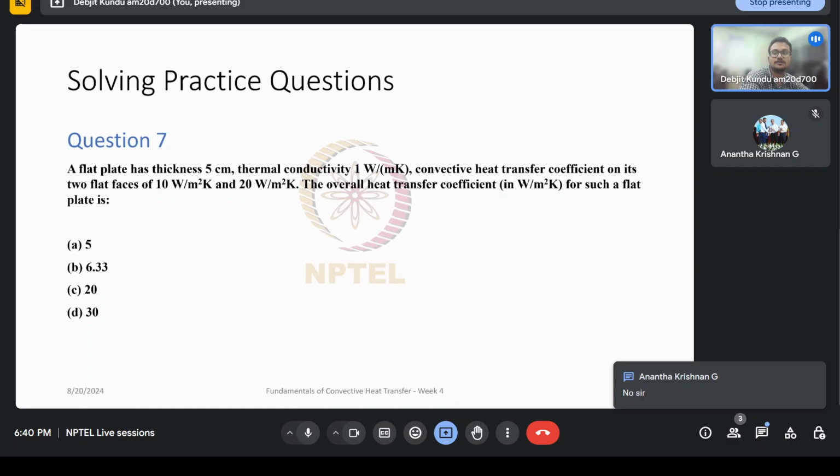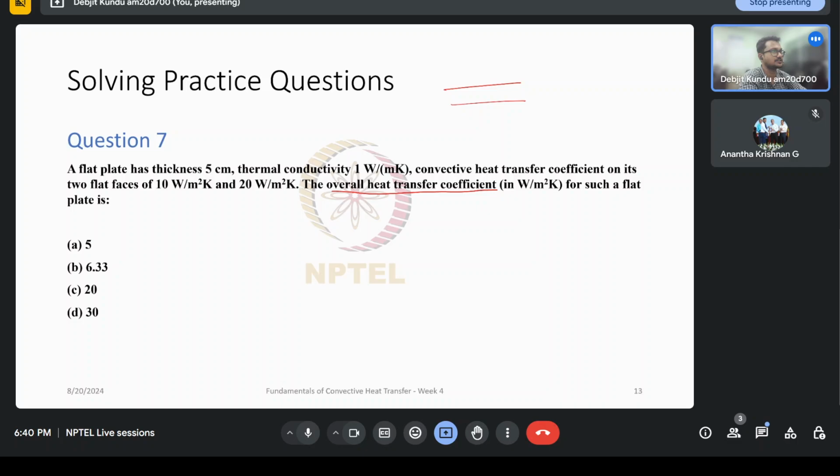So let's move along. We'll move on to question number seven, which is again a numerical type question, which is telling us that I have a flat plate which is 5 centimeters thick and has a thermal conductivity of 1 watt per meter Kelvin. The convective heat transfer coefficients on its two surfaces are 10 and 20 watt per meter square Kelvin respectively. What is the overall heat transfer coefficient for such a flat plate?